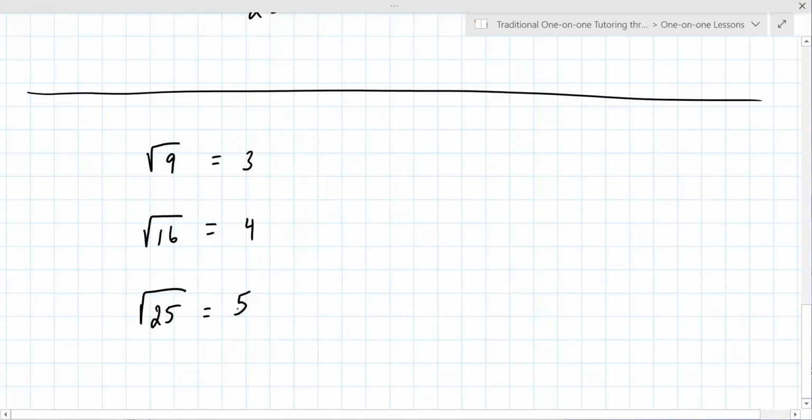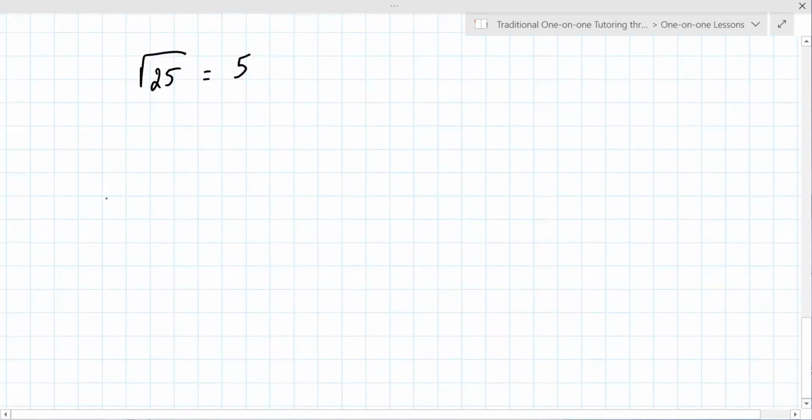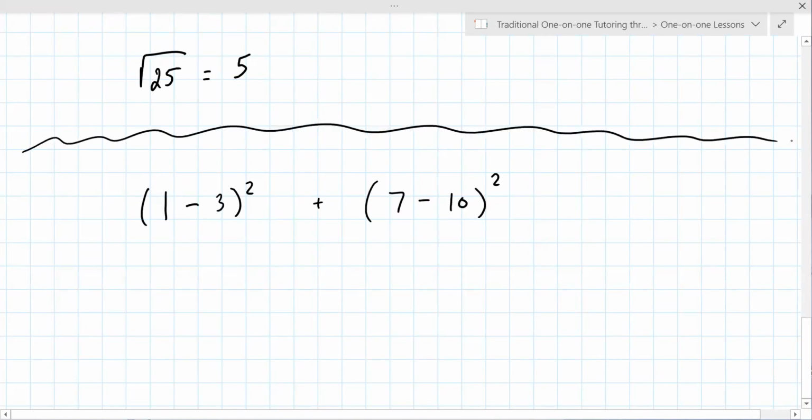Very good. Sometimes we're going to do a square root problem and we may or may not be able to actually reduce it, but we're going to try some problems here. So let's say we want to do 1 minus 3 squared plus 7 minus 10 squared. Could you simplify this for me?